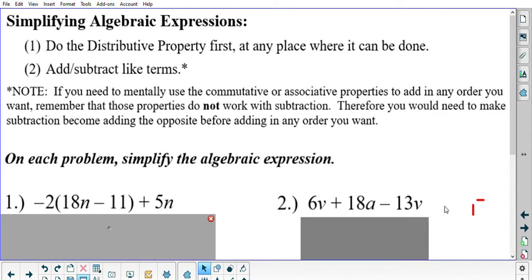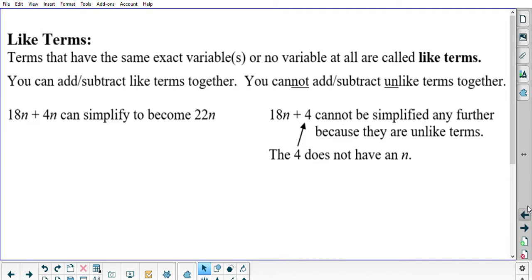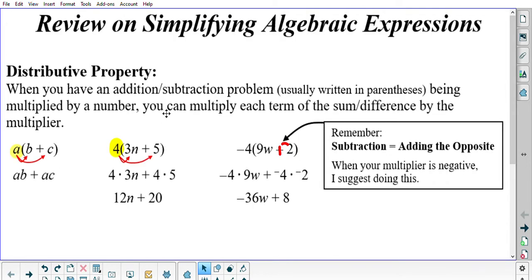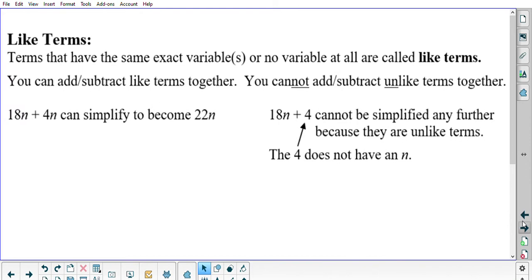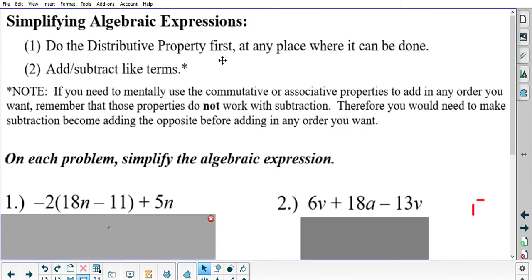All right, so here's what you do to simplify algebraic expressions. Follow along. You will do the distributive property first at any place that it can be done. Now, how do you know where the distributive property can be done? When you have an addition or subtraction problem in parentheses and a multiplier outside of those parentheses. That's where the distributive property can be done. So do that first at any place that it can be done.